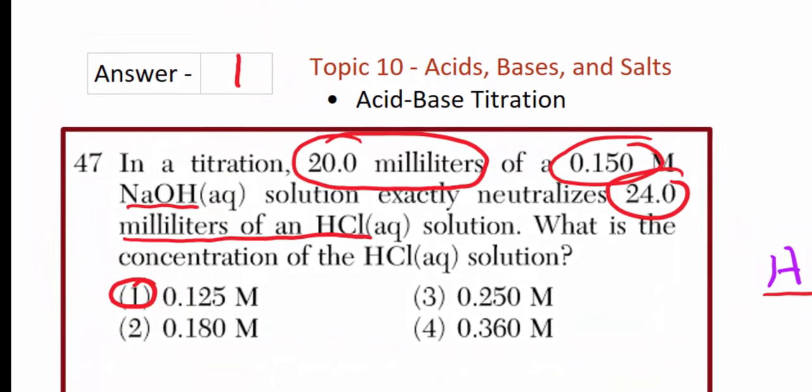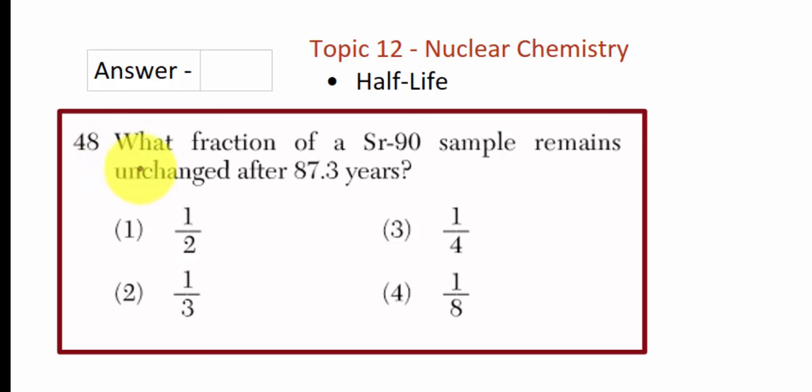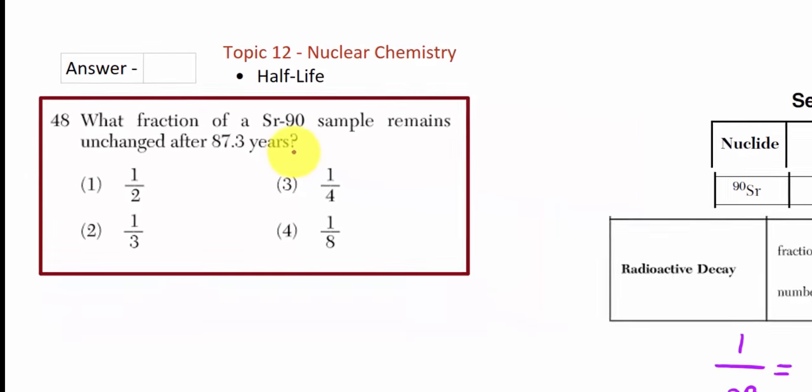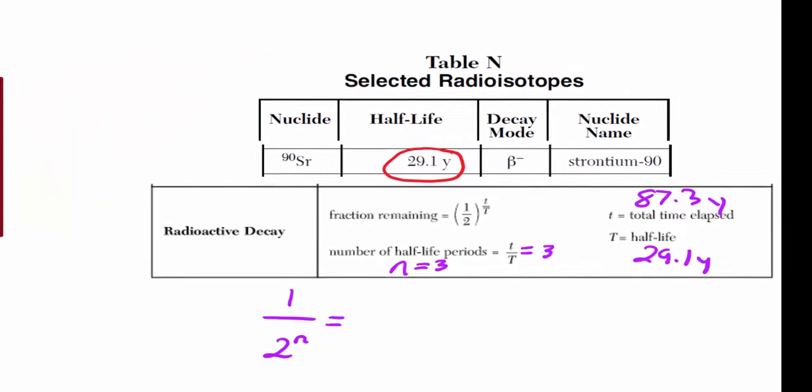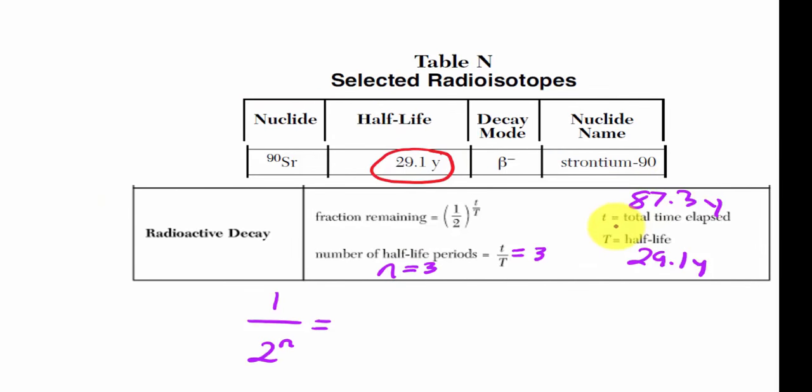Number 48. What fraction of a strontium-90 sample remains unchanged after 87.3 years? To answer this question, we need to know the half-life of strontium-90, which we get from table N. It's 29.1 years. With that value, we can now determine from the 87.3 years how many times a half-life has actually taken place. That fraction is little t, the total elapsed time, or 87.3 years, divided by big T, the half-life, 29.1 years. And that fraction comes out to equal 3. So the number of half-lives is 3, n equals 3.